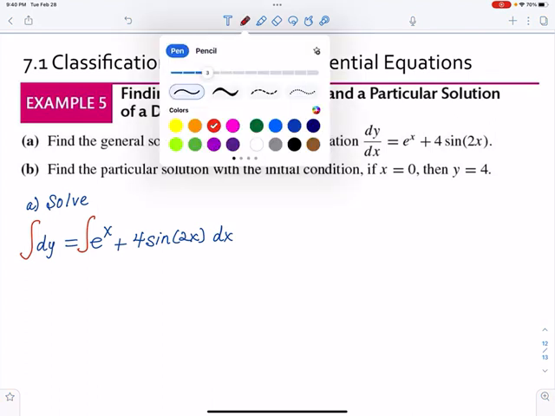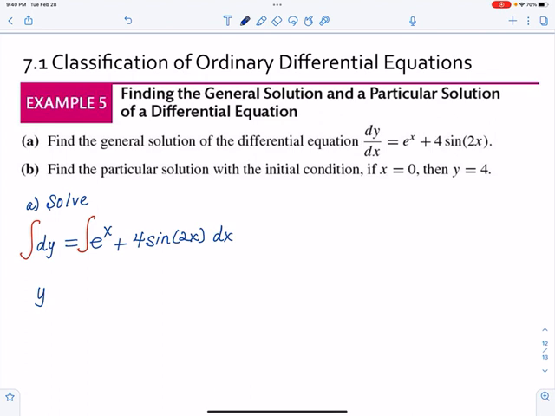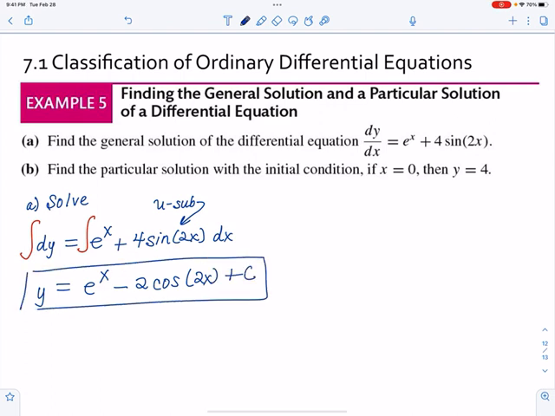That will result in just y on the left side. When I integrate e to the x, I get e to the x. I could do u substitution here if I wanted to, but as I get better at this, I can see u will be 2x, du would be 2 dx, I have to divide by 2. Integrating sine is a negative cosine. So this is going to be minus 2 cosine of 2x, and then I will have plus c. That is my general solution.